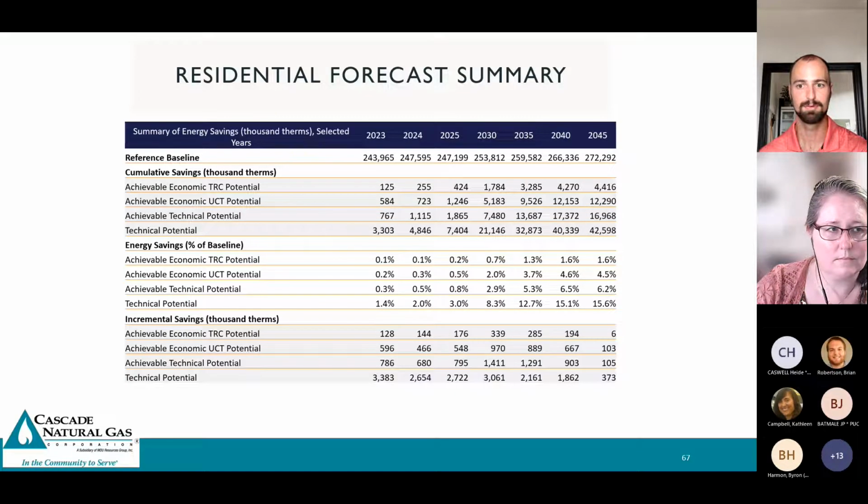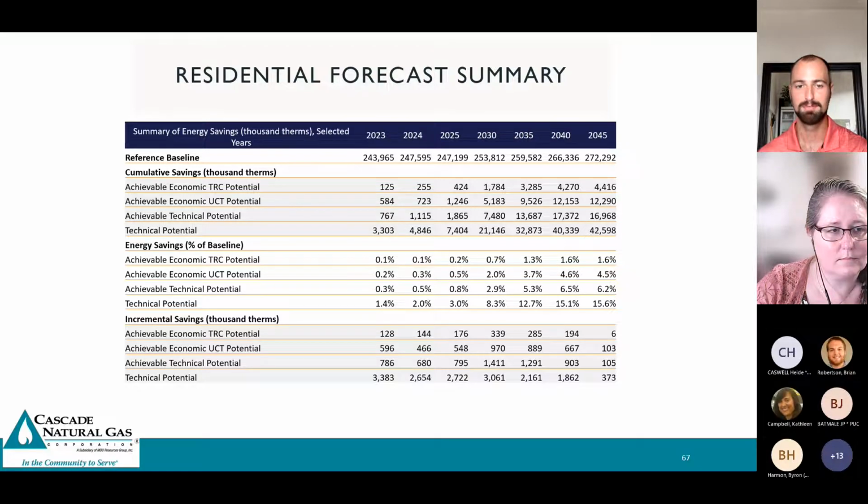A little bit of a more focused picture. We've got that forecast summary, similar information for residential. You'll notice that the reference baseline has been the same throughout all these charts. However, the actual cumulative savings are a little bit larger for residential compared to industrial and fairly similar to our commercial side, with the achievable economic UCT potential at that 12,000 mark in 2045. Then we can also see the energy savings as a percentage of baseline listed across those 4 different potential zones.